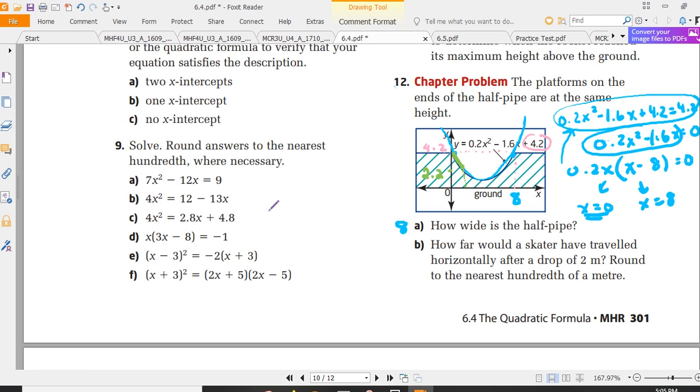So I would do the exact same thing, except I'm now solving 0.2x squared minus 1.6x plus 4.2 equals, not 4.2 now, but rather 2.2. Once again, when I solve this, I'll get two x values. I'll get this first one, and I'll also get another one over here because it's symmetric. But the only one we're concerned with is the initial one, because we're starting at 4.2, dropping to 2.2, and we're being asked how far we traveled horizontally. Hopefully that helps with question 12.